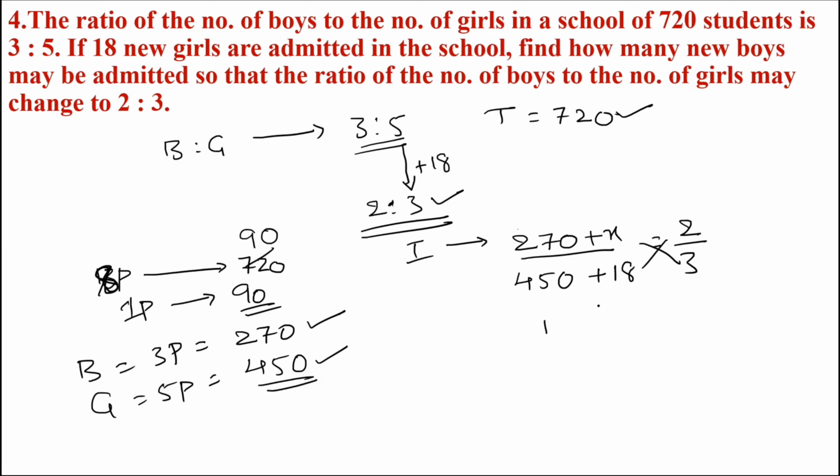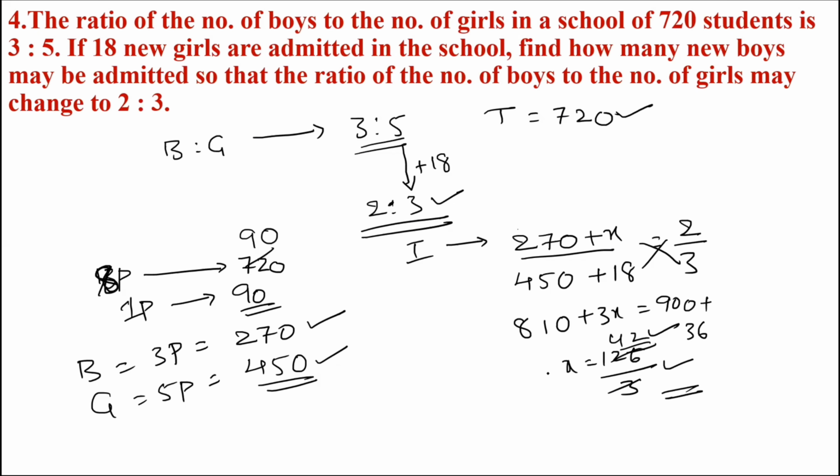3 sevens are... 810 plus 36, 900 plus 36. Then 900 minus 810, so it will be 90. 90 plus 36, 126. So 3x is equal to 126, so x is equal to 126/3. This is 42. So 42 boys are there. So this is the one method.